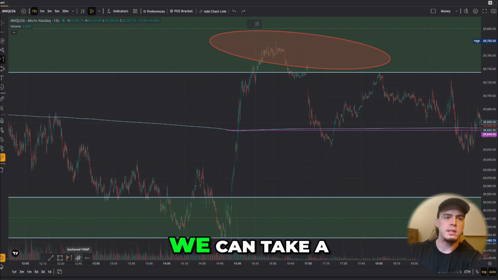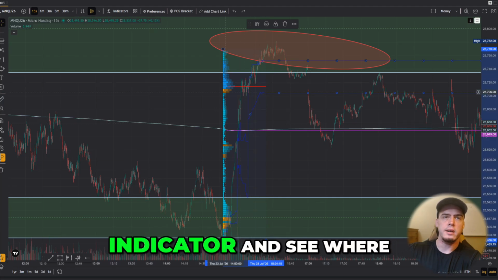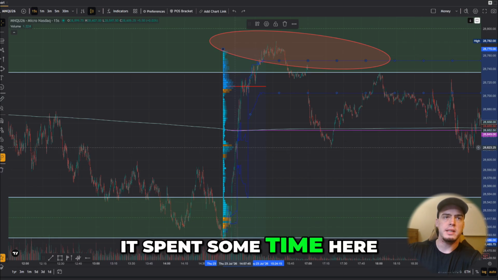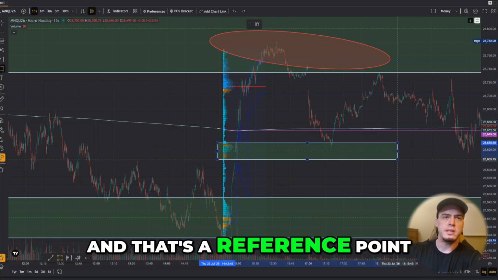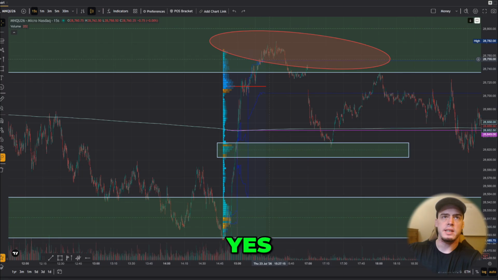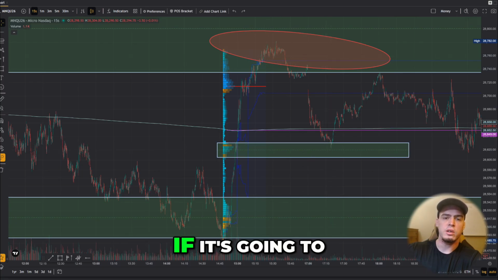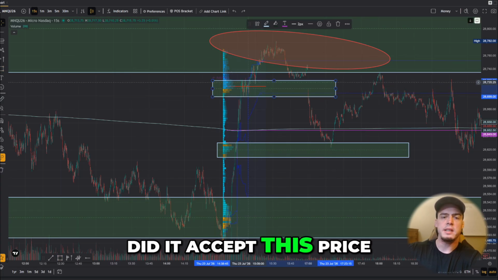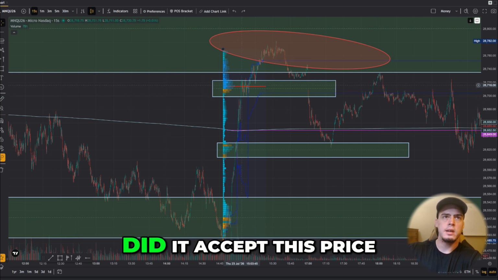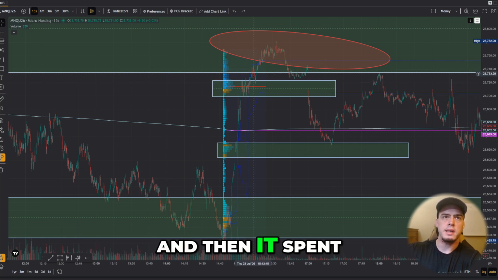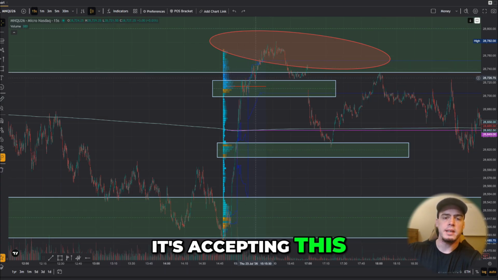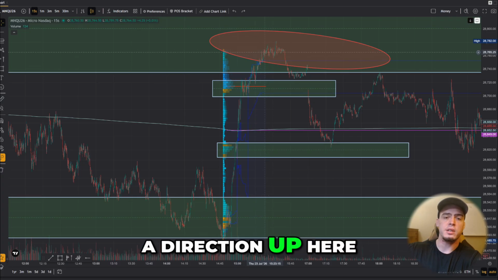When we're looking at trends, we can take a fixed range volume profile indicator and see where the volume profile is developing. As the markets come up, it spent some time here, and that's a reference point. Did price accept above this? Yes. So maybe it's going to reverse here. We don't actually know if it's going to because we're trading the immediate trends. This is another reference point right here. Price came up. Did it accept this price? Well, we're talking about time again. It came up and then it spent some time here. The answer is yes. In this case, move against this higher, it's accepting this, and we could enter on this time frame in a direction up here.